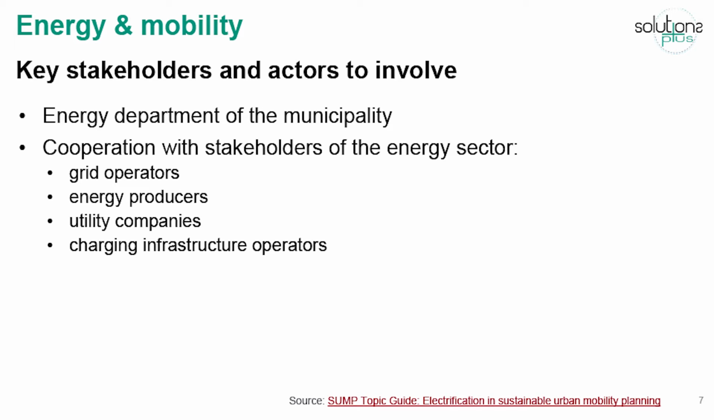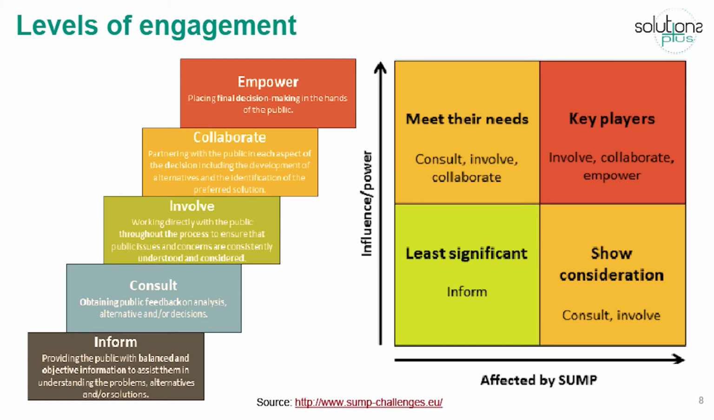But how does the engagement process work in practice? The planning authority needs to define the level to which citizens and stakeholders will take part in the decision-making. Several classifications have been developed over the past decades that create different levels of involvement. A widely used classification is the Inform, Consult, Involve, Collaborate and Empower scheme.